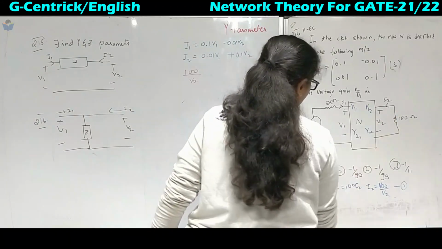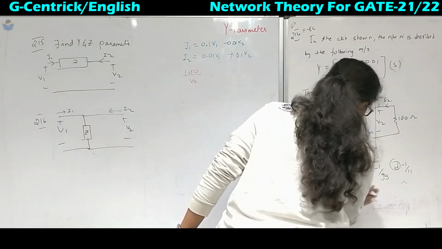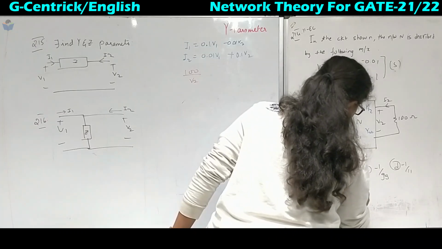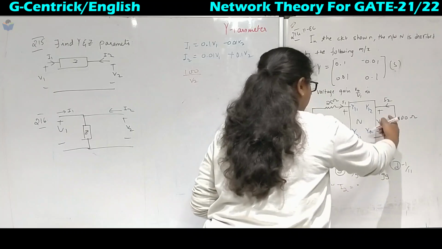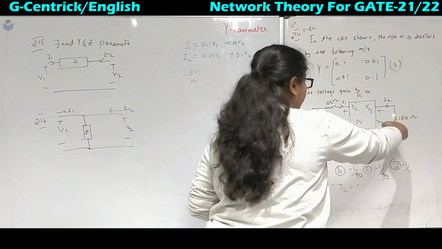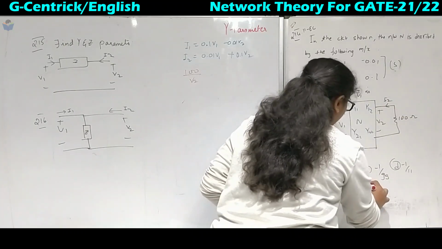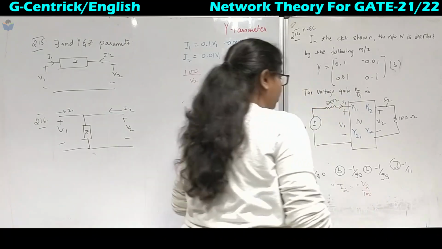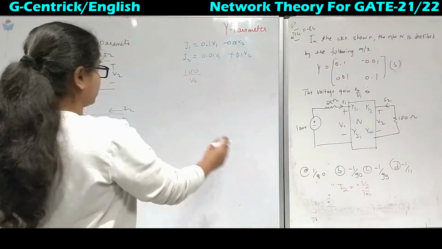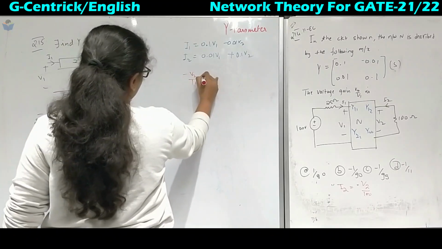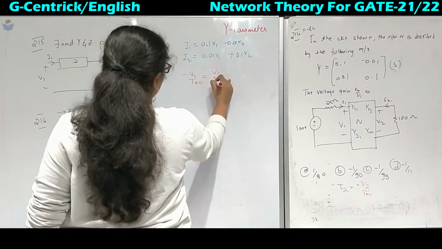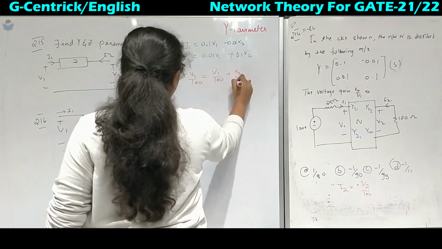Think apply KVL, so it will be V over R. So I2 is nothing but V over R. It is minus, because the current is flowing like this, so it will be minus V2 divided by 100. That is the equation. So we will substitute that over here. We will get minus V2 by 100 equal to V1 by 100 plus V2 by 10.